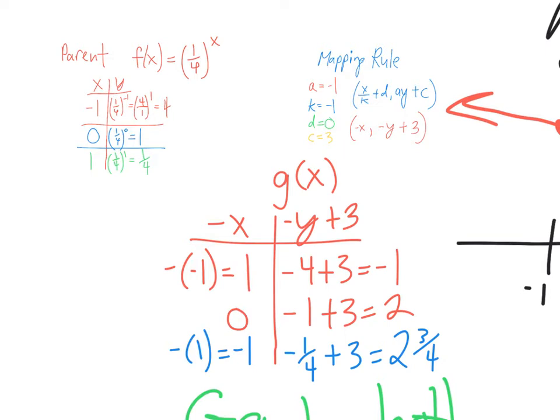So we take each y value, 4, 1, and a quarter, and we multiply by negative 1 first, and then we add 3. And we end up with our new table of values, which is 1, comma, negative 1, 0, comma, 2, and negative 1, comma, 2 and 3 quarters.